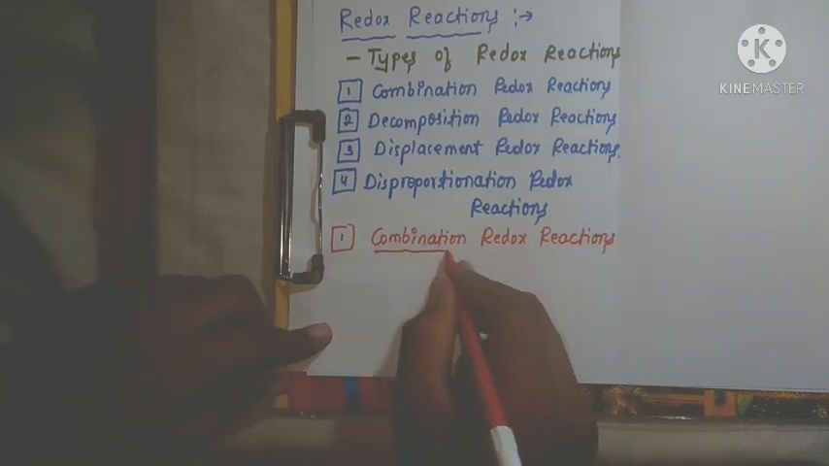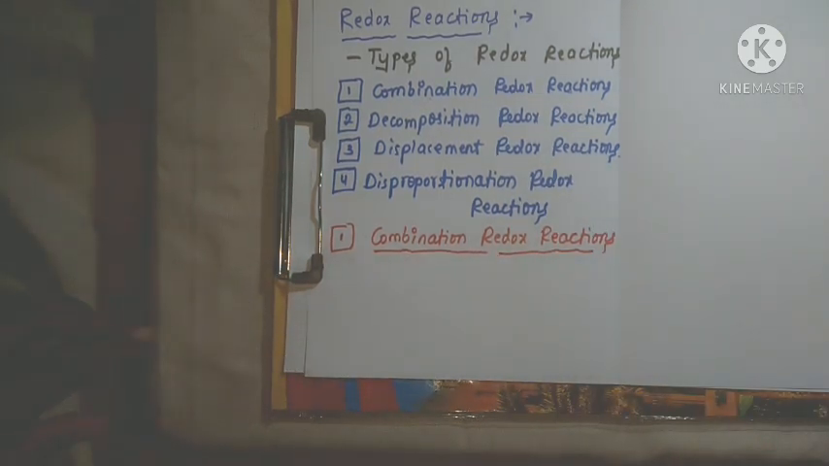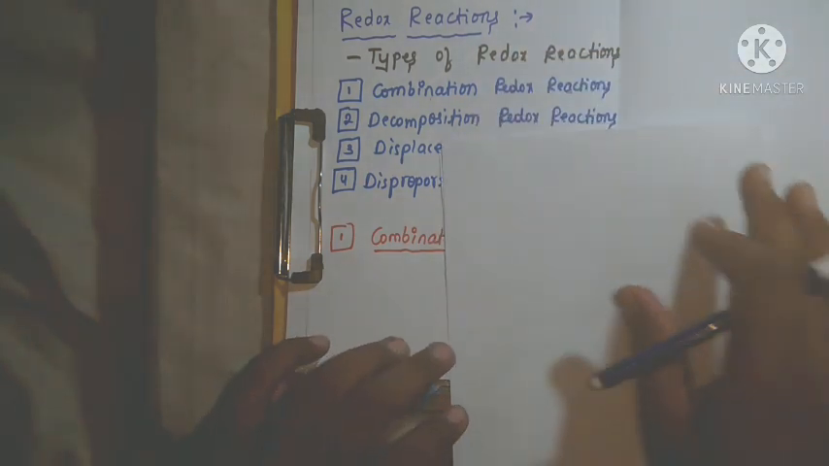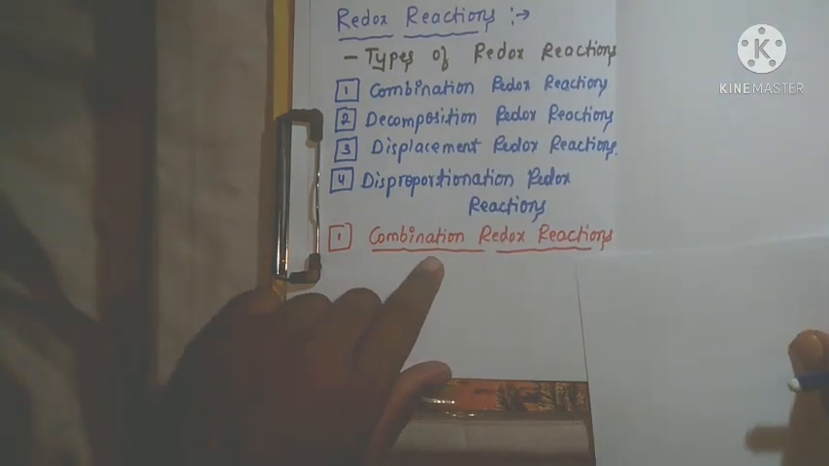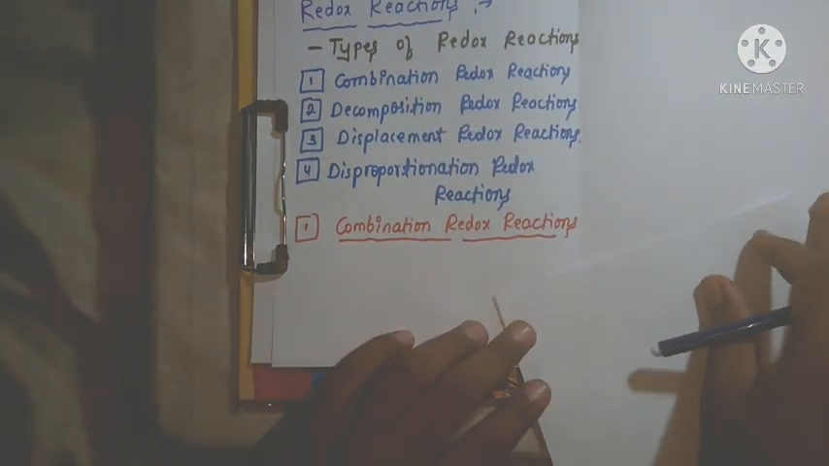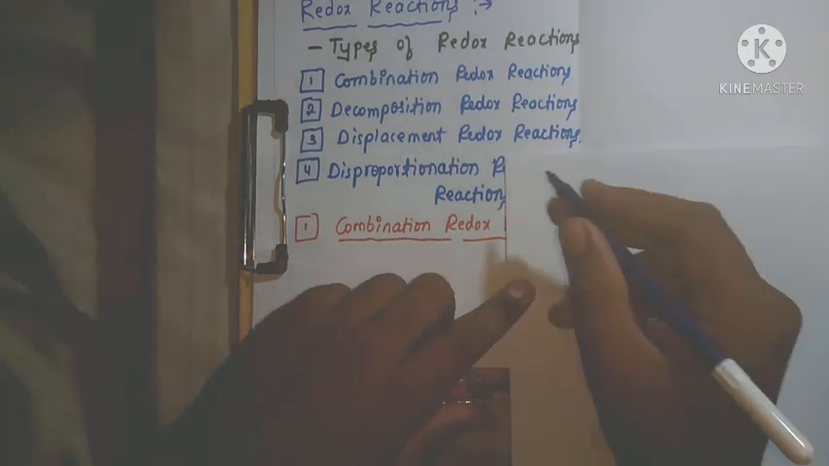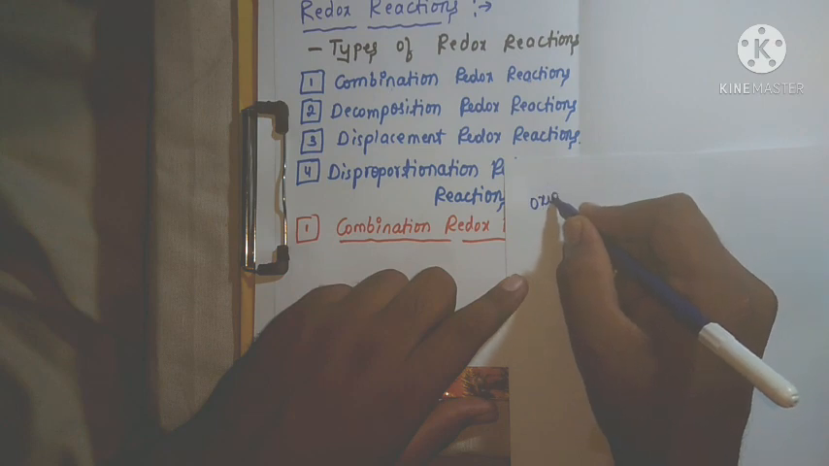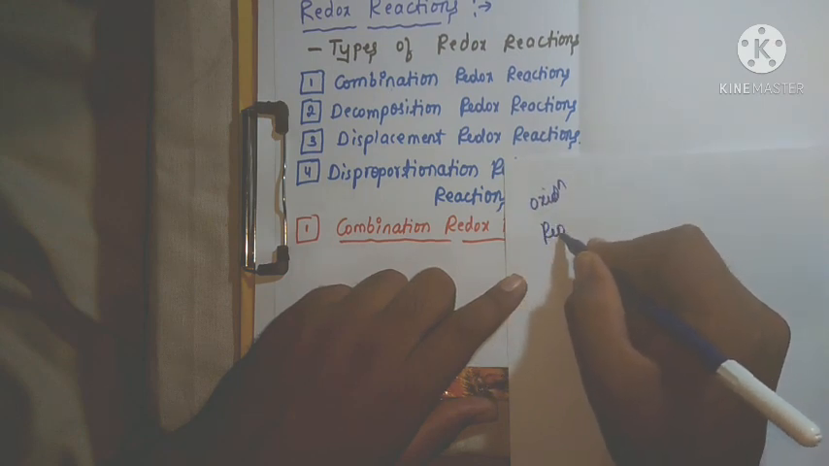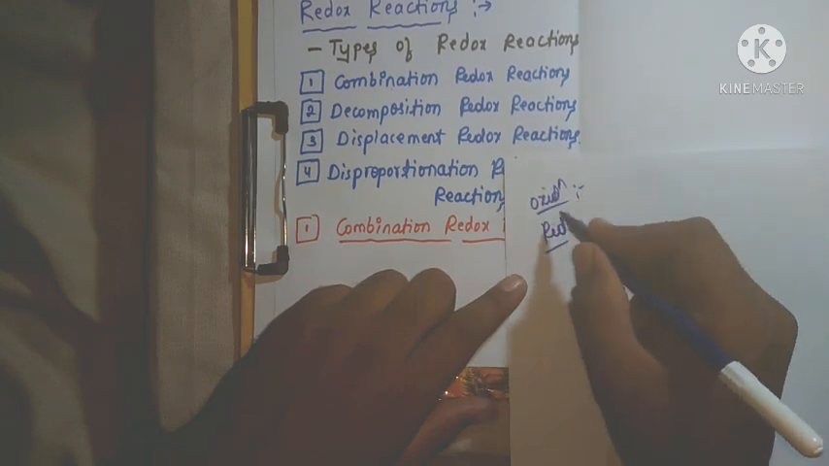Now we will see what is meant by combination redox reactions. For that, I am taking one rough paper. First, you came to know what is meant by oxidation and what is meant by reduction in terms of oxidation number. That we have already discussed.